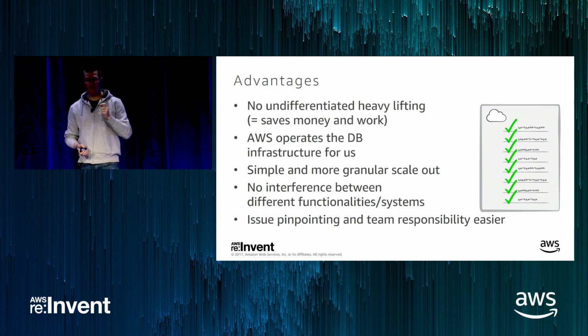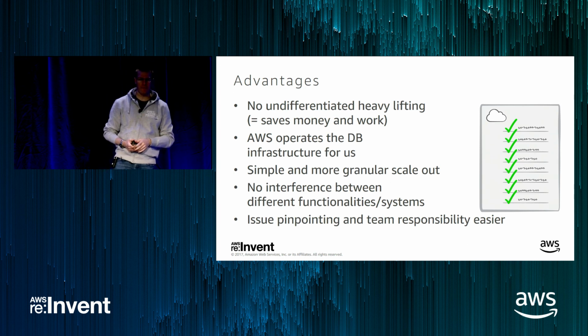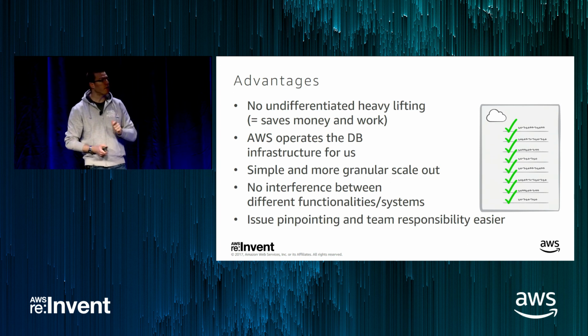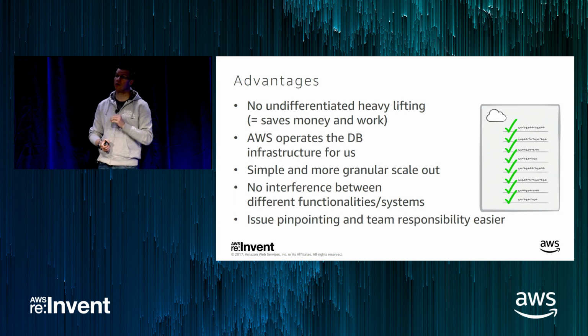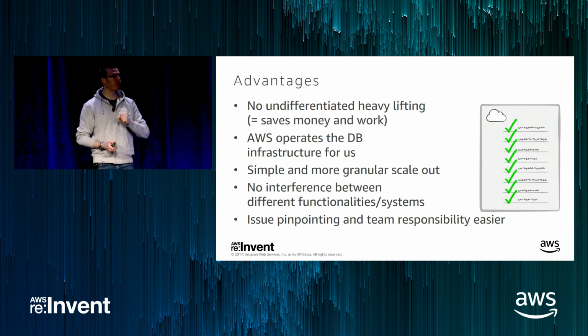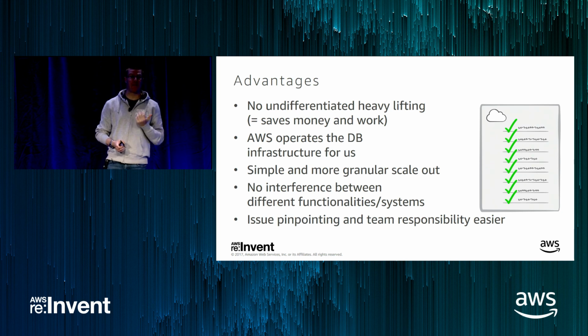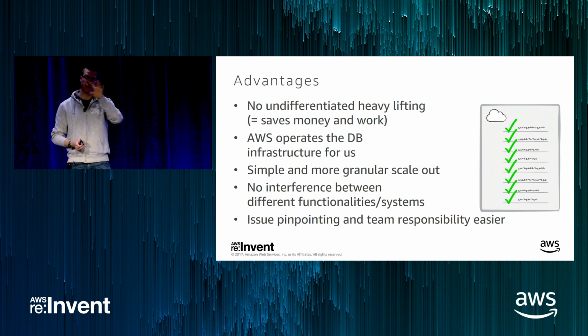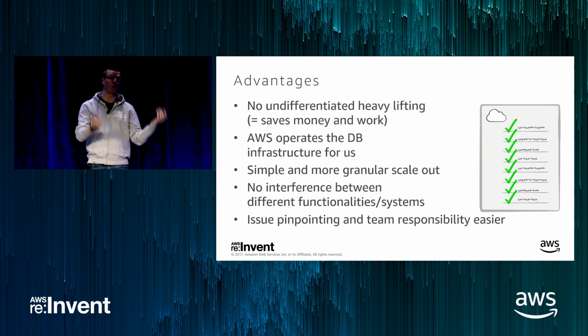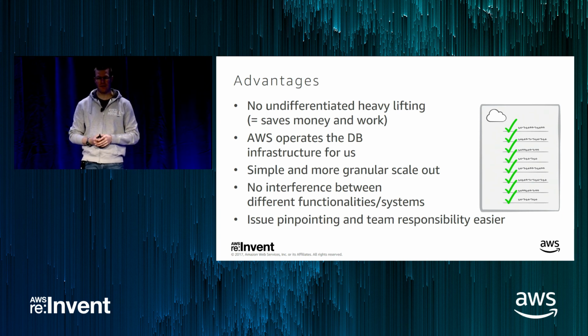And one nice side effect of everything I just said is that issue pinpointing and team responsibility are a lot easier now. Because if something is going on in one database, we know exactly the source is this part of the application. This is where we need to look. This is where we need to debug things. This is where we need to scale. And that makes things a lot easier, especially if you have different teams for the different stacks, because then they can really own the whole stack and they don't have to rely on operations underneath it.